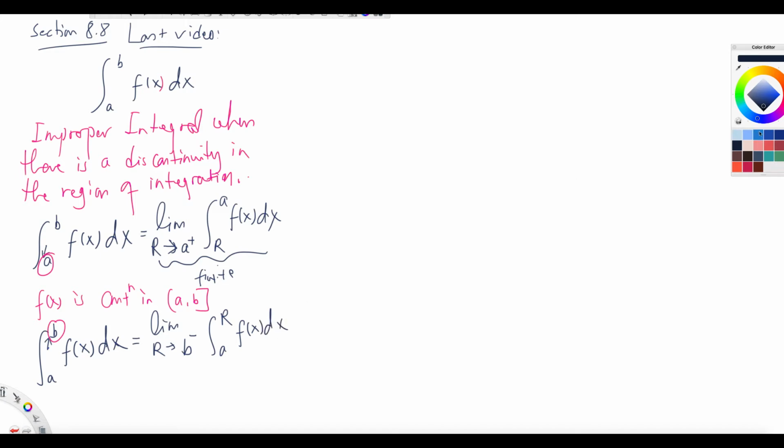So if this right hand side integral is finite, then we say that this integral converges, otherwise not, right? So the scenario here is f of x is continuous in the interval closed a and open b. It is continuous everywhere except at b.